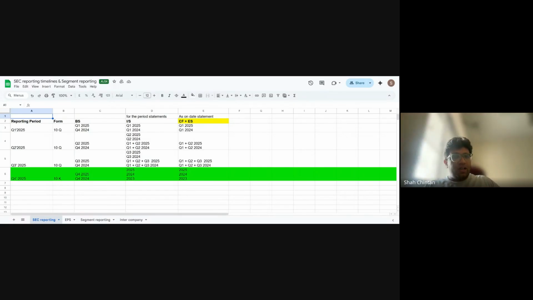ठीक है. क्वार्टरली हम क्या बोल रहे हैं, बैलेंस शीट कैसे जाएगी? If you see the C column, the 3rd, 4th and 5th row, Q1 25 versus Q4 24, Q2 25 versus Q4 24, Q3 25 versus Q4 24. बैलेंस शीट हमेशा करंट क्वार्टर वर्सेस लास्ट फाइनेंशियल ईयर की ही जाएगी. Right.